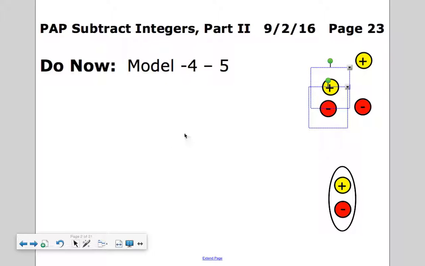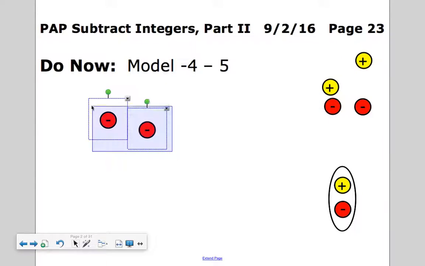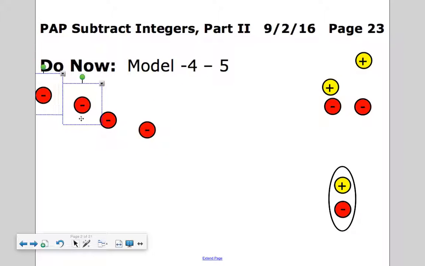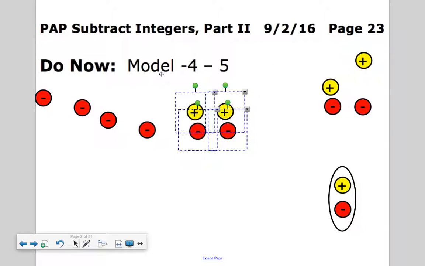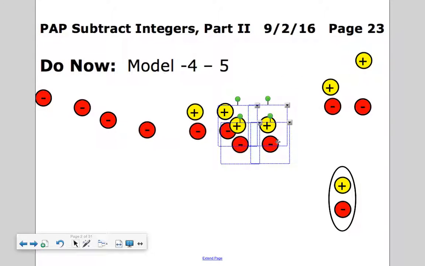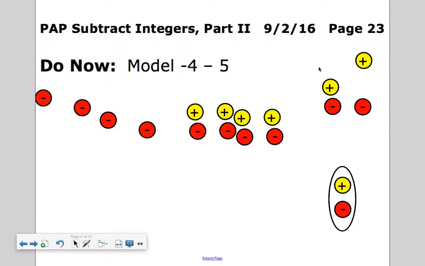So let's try another example. Please model negative 4 minus 5. I have 4 negatives. I need to take away 5 positives. Do I have enough to take away? No, I need to add 0 pairs to this. 1 set of 0 pair, 2 sets of 0 pairs, 4 sets of 0 pairs, and my 5th set of 0 pairs.